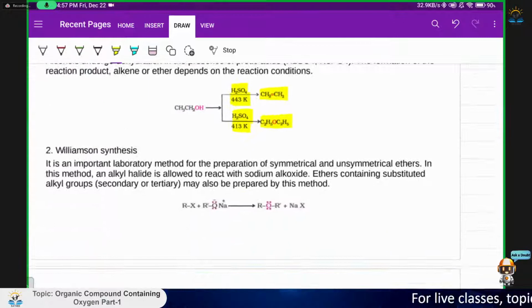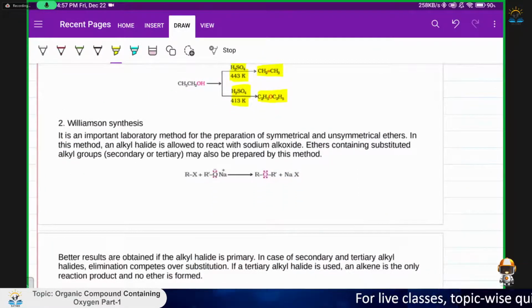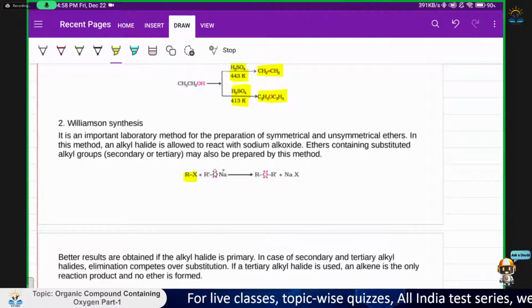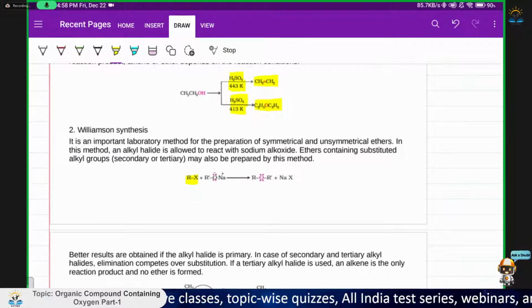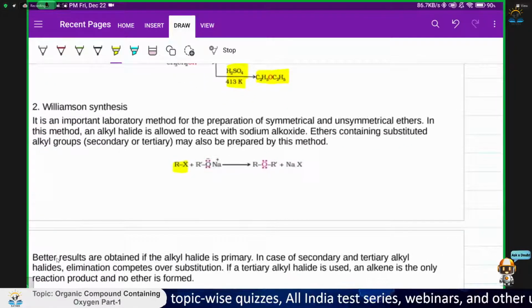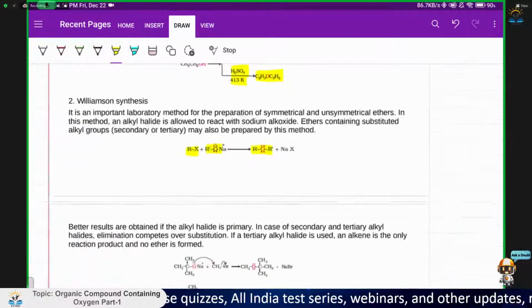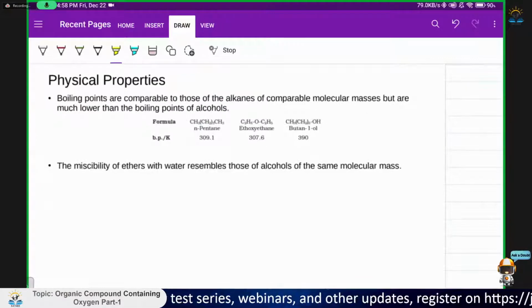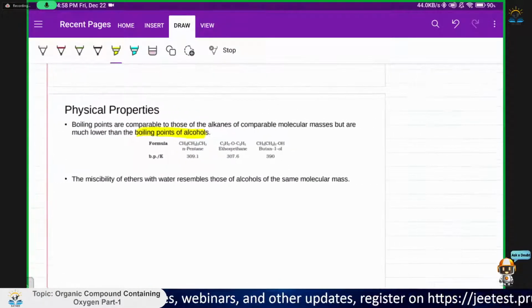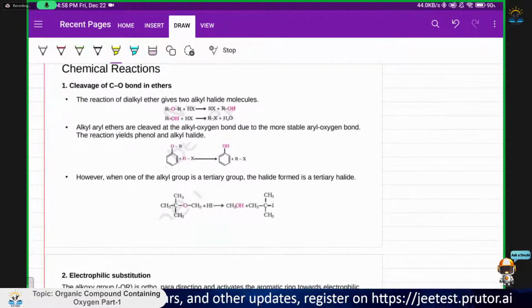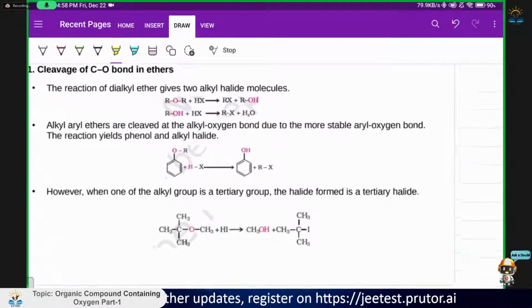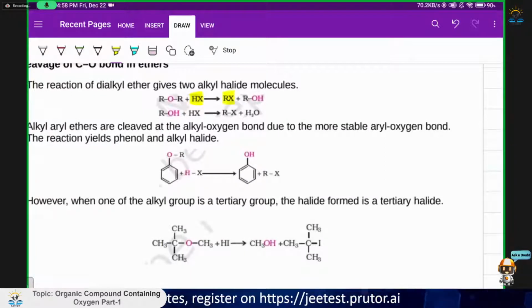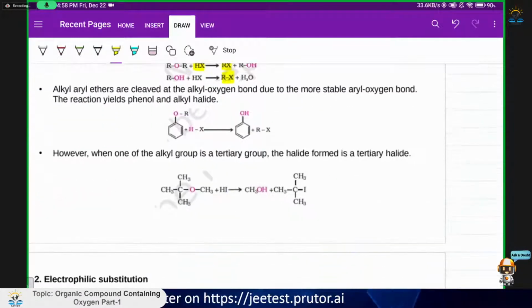Now Williamson synthesis. When an alkyl halide is reacted with sodium alkoxide, we get an ether. That's called Williamson synthesis. Now its properties. We already mentioned the boiling point, which is lower than alcohols. No chemical reactions with many reagents. When we react with hydrogen halide, we get the corresponding alkyl halide.